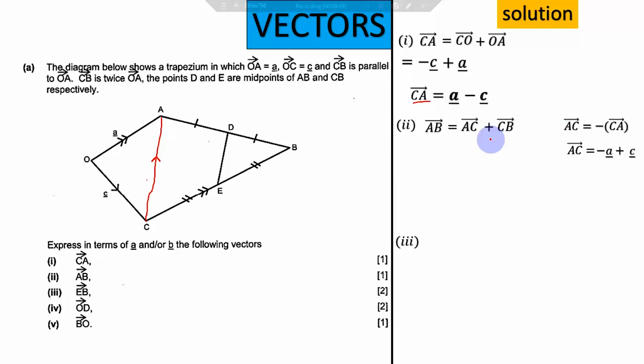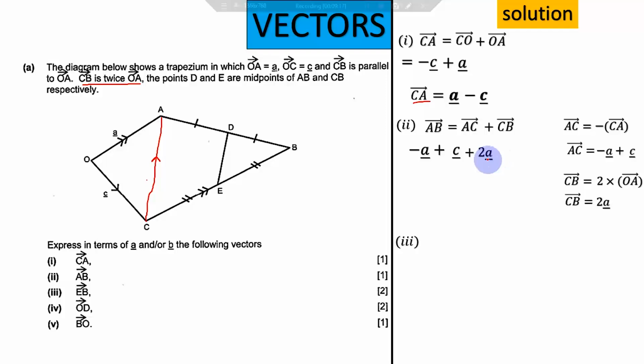Then let us substitute. So this is our AC. Then CB. When we go back to our statement, they're saying CB is twice OA. So twice means 2 times OA. OA is just A. So twice, we multiply a 2 with the magnitude of OA. So it will just be 2A. Putting it back here, it becomes this.